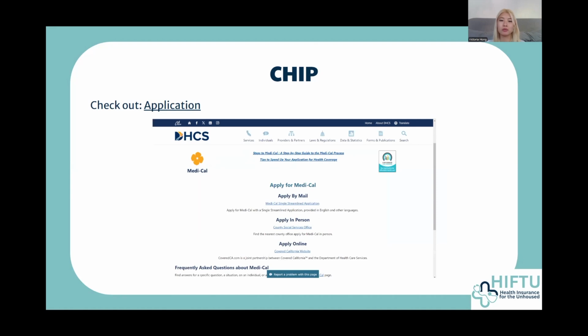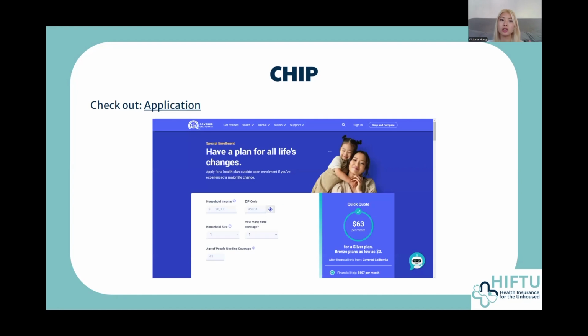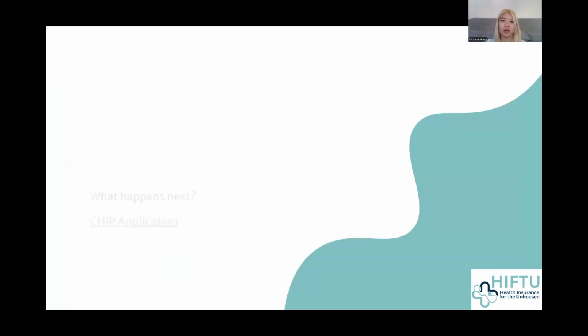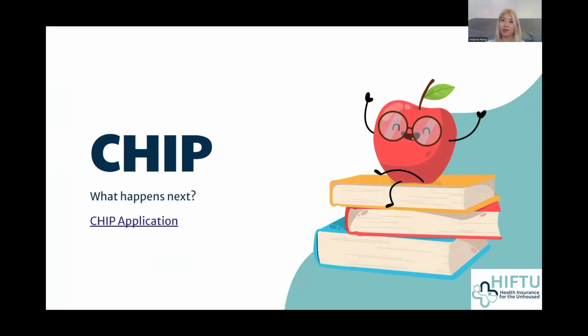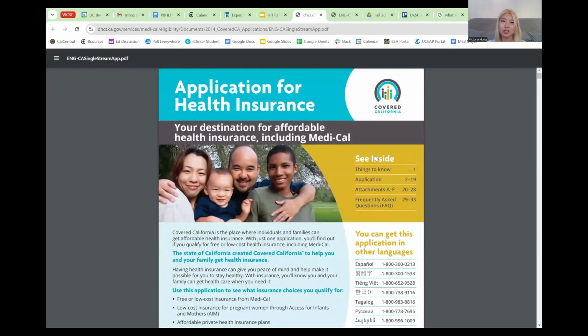In terms of Covered California itself, they also provide a page, which is the link provided right here under application. But if you search up ca.gov, it will also take you here to find out if you're eligible for CHIP or not. Then going into the actual application process, which is a little bit longer than just checking for eligibility, the link is right here, but you can also search up the CHIP application on Google, and it should be one of the first things that pop up.